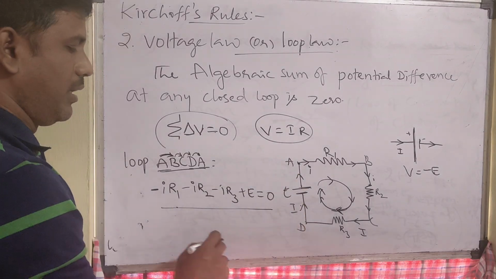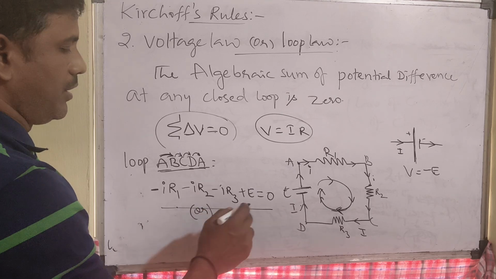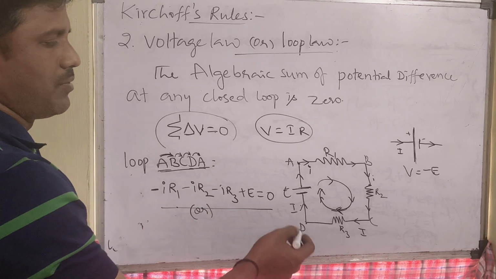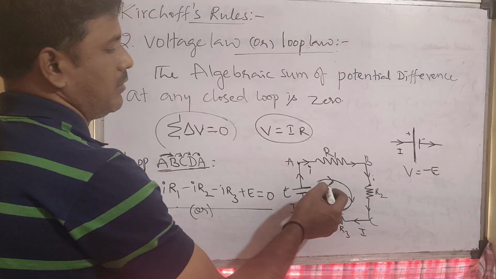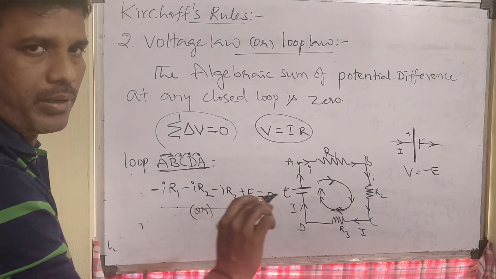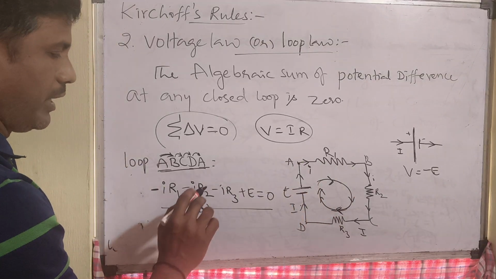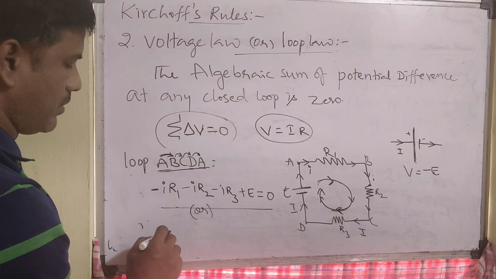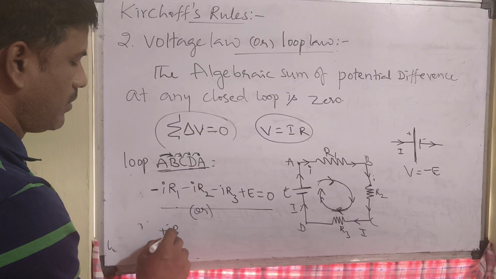Next, the same thing for the second condition. We should consider the second condition. Second condition is what? Path direction and current direction the same means plus. That is the second. Any one only you should follow, this one or the next one. So plus IR1.